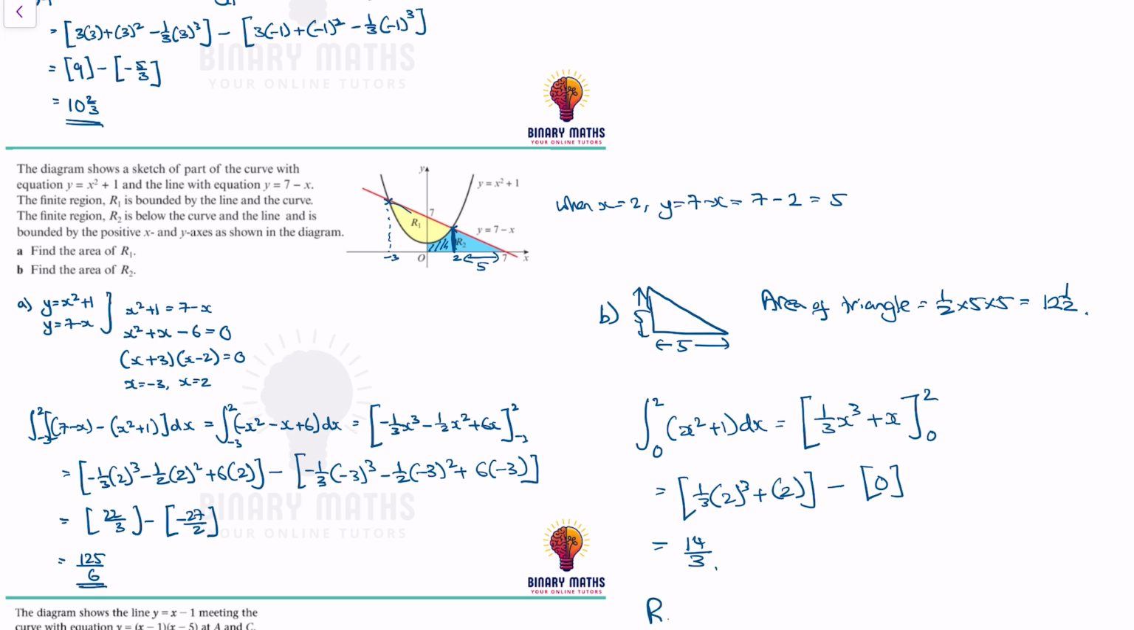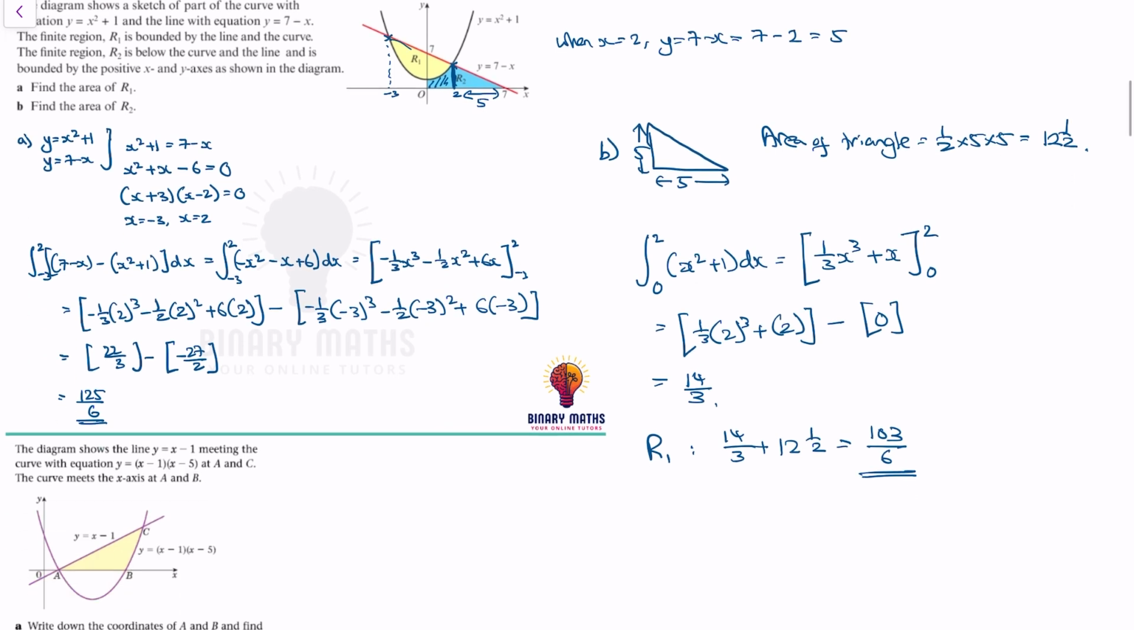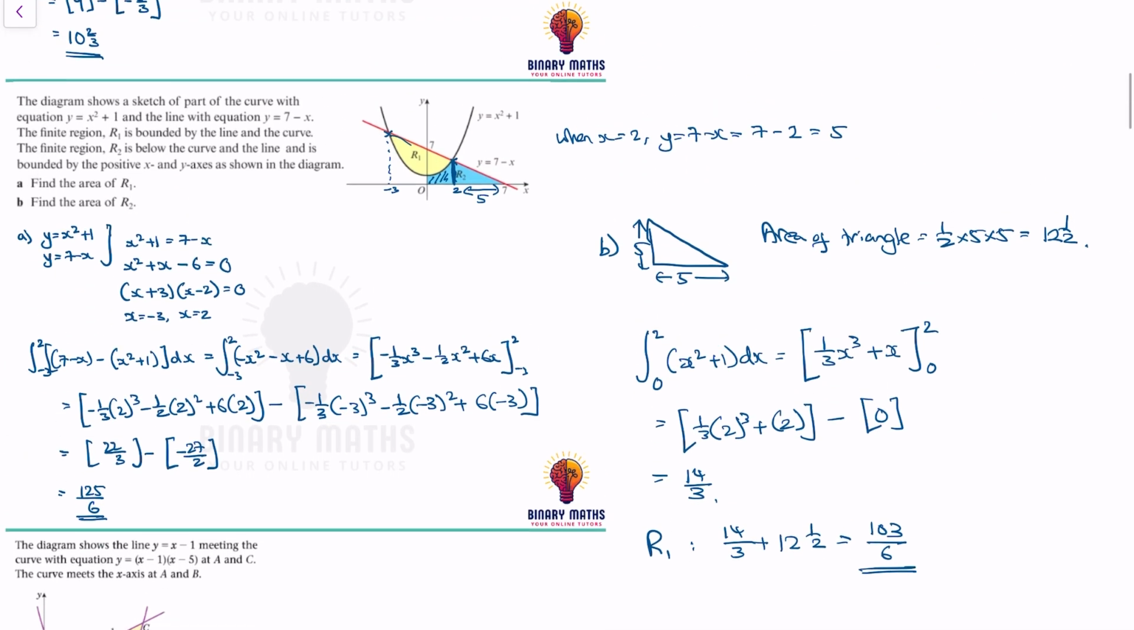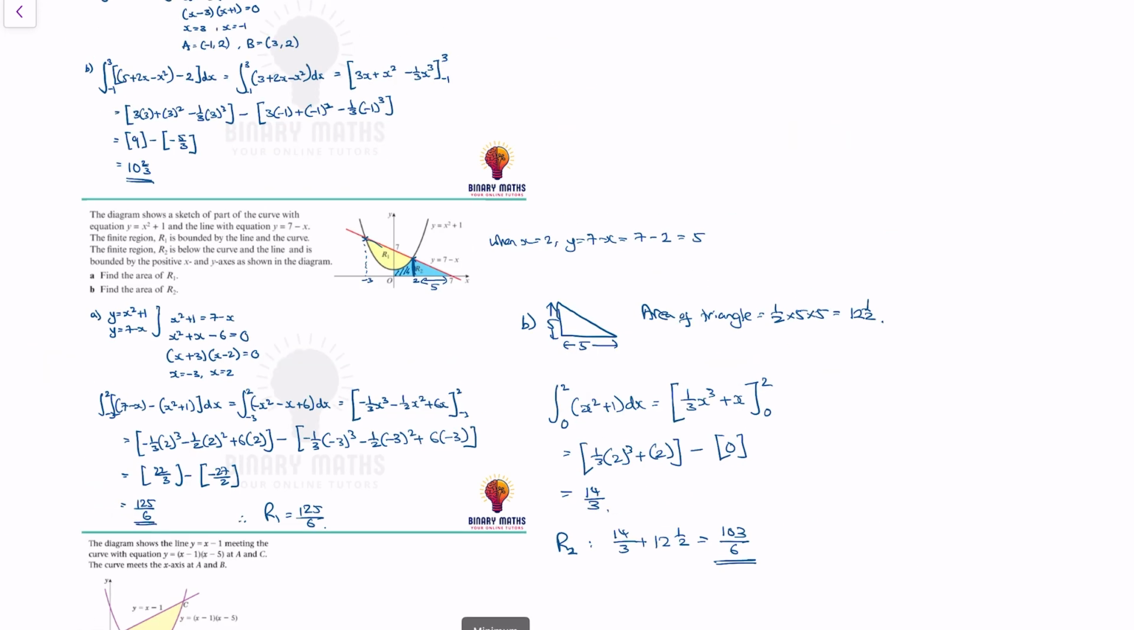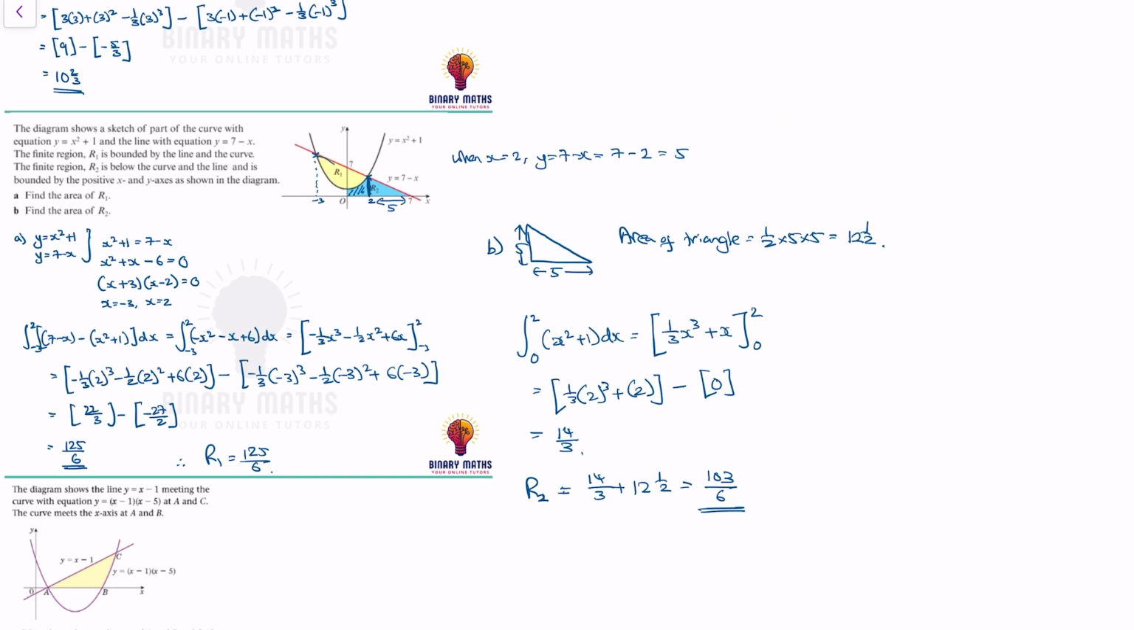So R2 will be the same thing as 14 over 3 plus 12 and a half, which is equal to 103 over 6. Sorry, this was R2, not R1. And R1 was therefore equal to 125 over 6. Okay. Let's go to the next question.